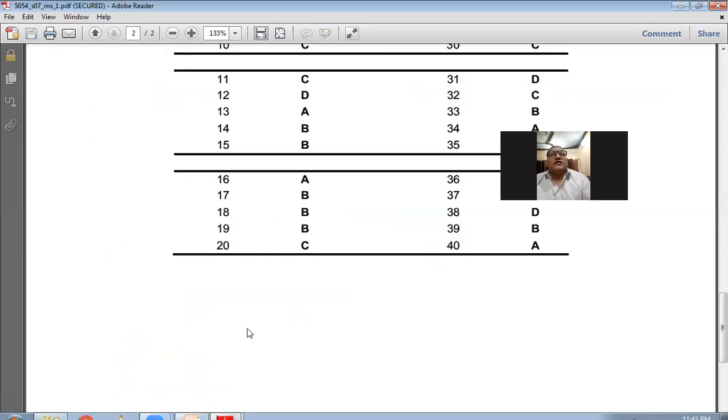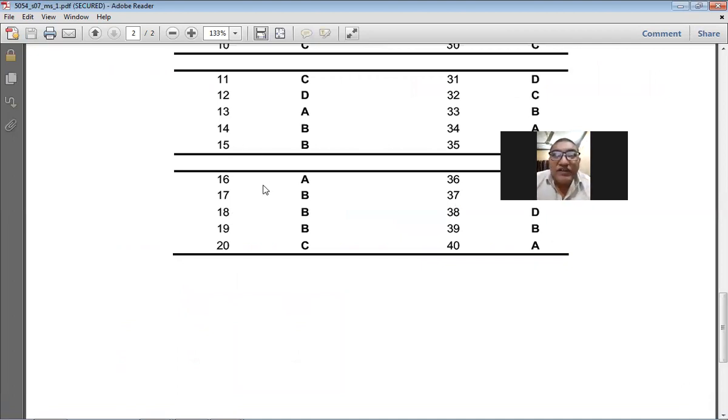Let's check. Question number 15, B is the right option.